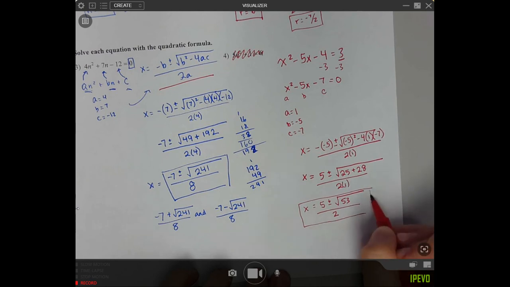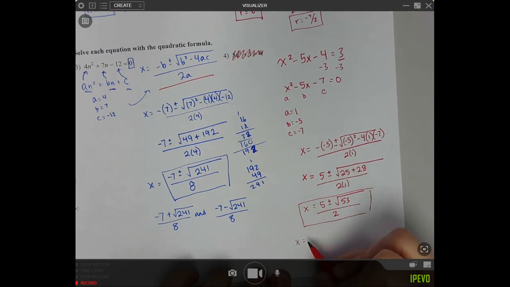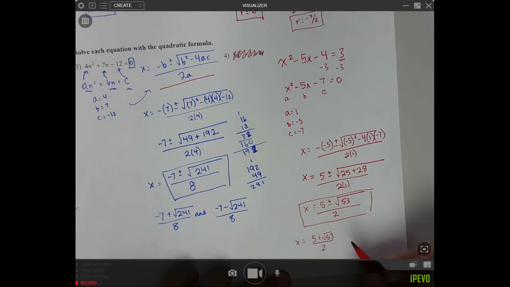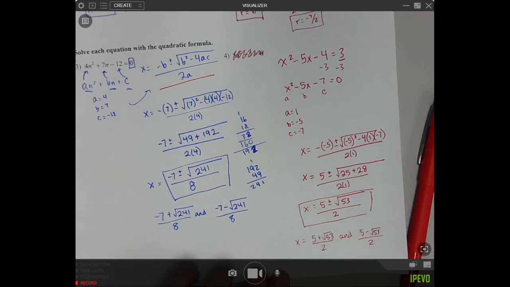But if we want to rewrite it as 2 answers, it's going to be x equals 5 plus the square root of 53 over 2 and 5 minus the square root of 53 all over 2. And that's it. Sweet.